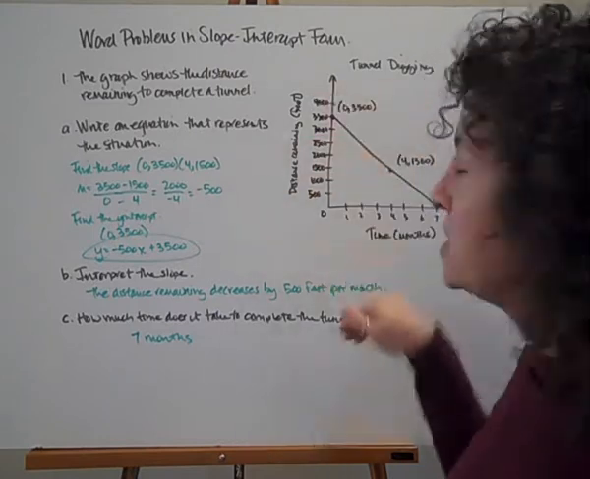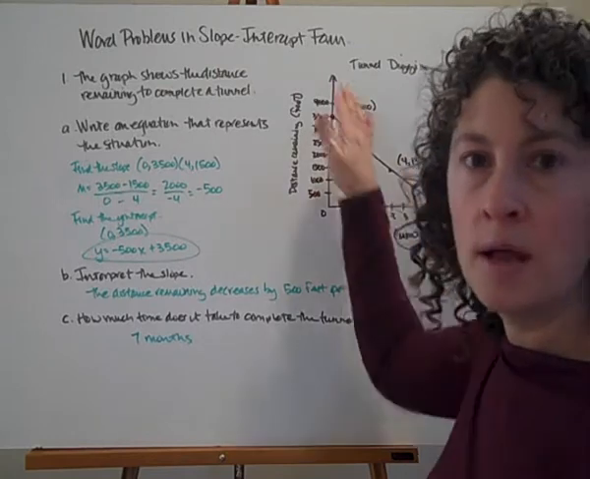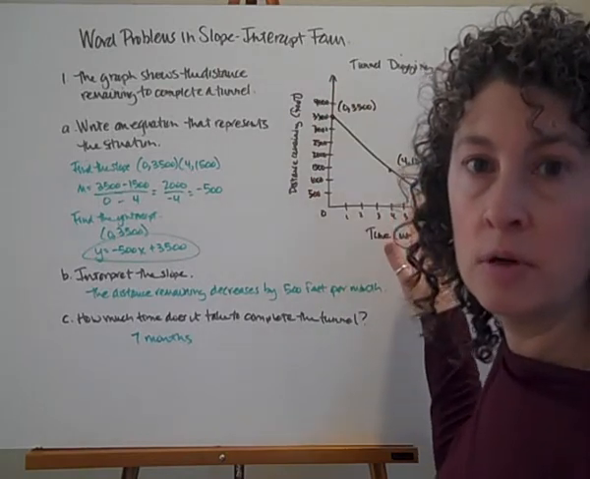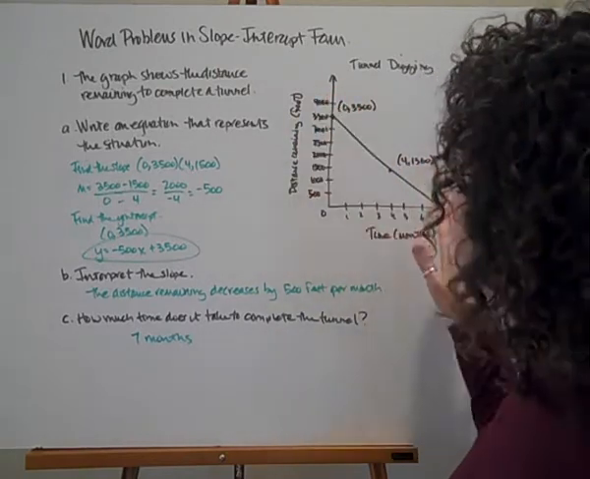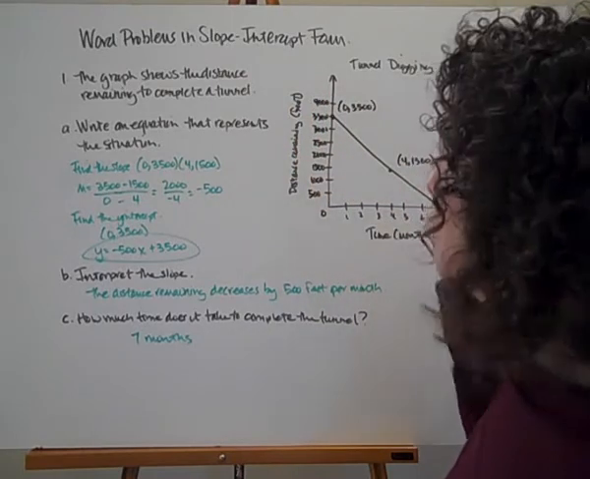So again, all of the pieces of this graph tell something about our story. Our slope tells us that the distance is going down at 500 feet per month. This is how much they start with, and this is when they finish their particular tunnel.